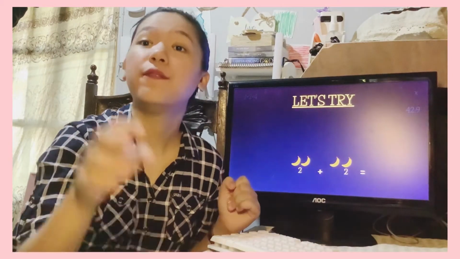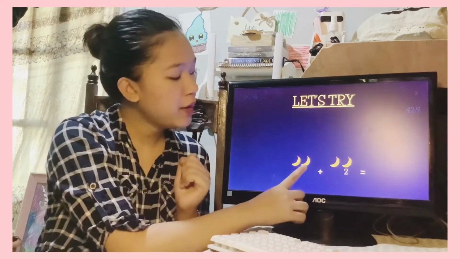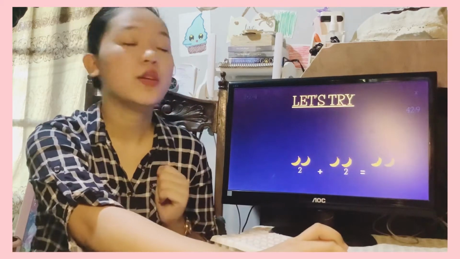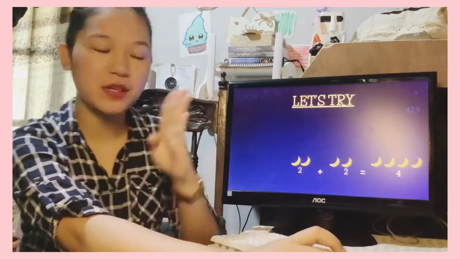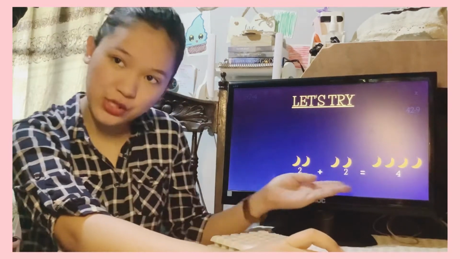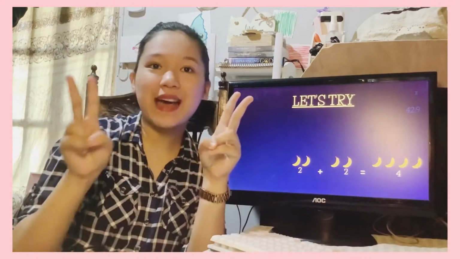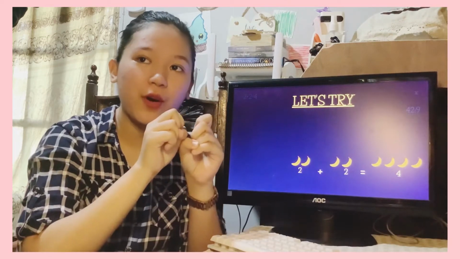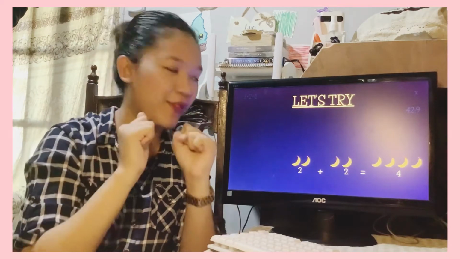It is four bananas. Very good. Why? Because we have here, we will count one, two, three, four. So it means four bananas, because if you add two plus two, we have four. Two plus two, put them together, the sum is one, two, three, four. Okay, very good.